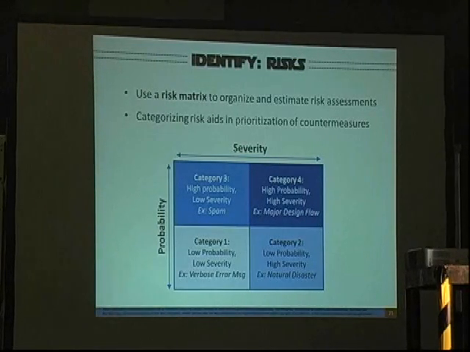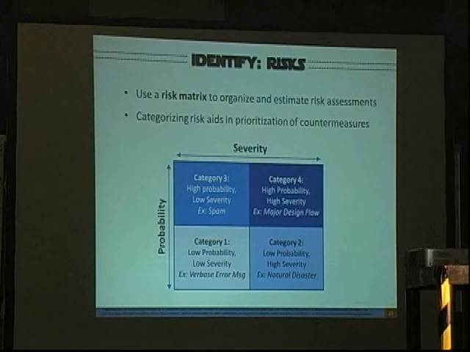Category 2, we've got low probability, high severity. This is again the natural disaster. It could happen. Am I going to waste a lot of time on it? Maybe not. I'm going to get an HVAC system. I'm going to have insurance. I'm going to have fire suppression and whatnot. But in the grand scheme of things, it's going to come secondary to most other stuff.